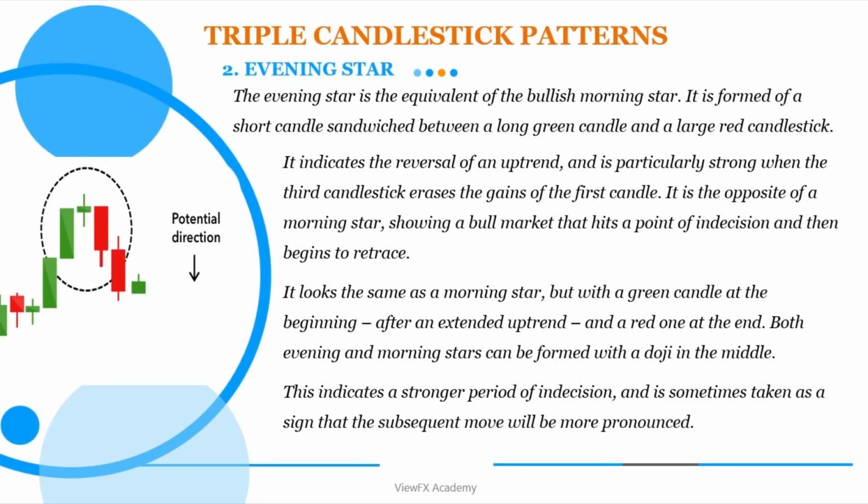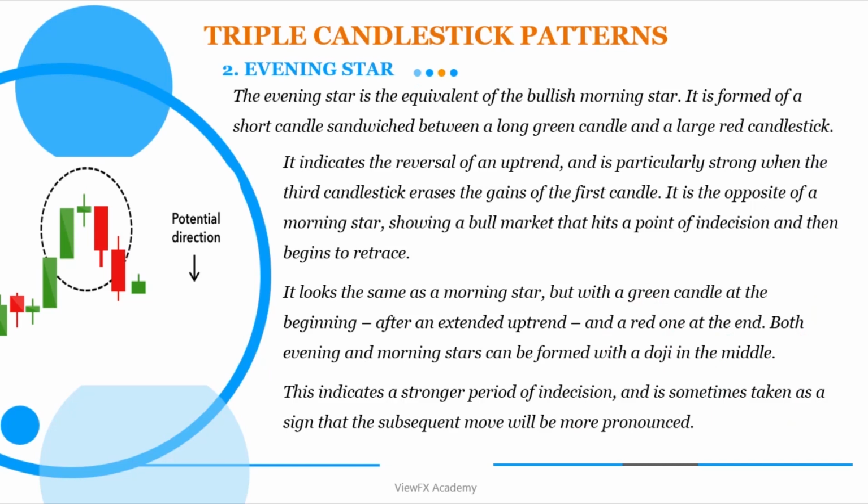Evening star. The evening star is a 3-candlestick pattern that is the equivalent of the bullish morning star. It is formed of a short candle sandwiched between a long green candle and a large red candlestick. It indicates the reversal of an uptrend, and is particularly strong when the third candlestick erases the gains of the first candle. An evening star is the opposite of a morning star, showing a bull market that hits a point of indecision and then begins to retrace.